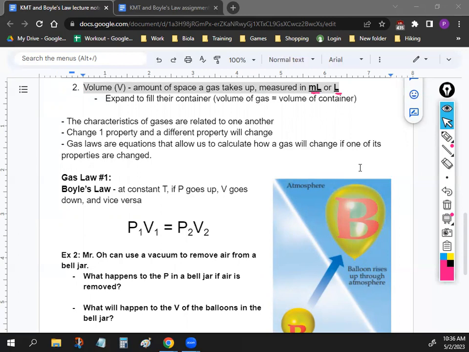Okay, so one unique thing about gases is that they expand to fill their container. So even if you have a little bit of gas, if you put it in something that's 1 liter, that little bit of gas will spread out until it fills up that entire container.